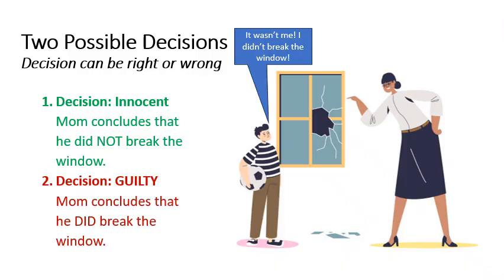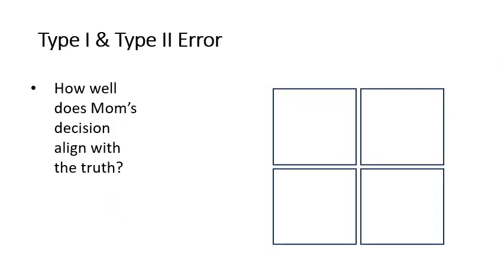Or maybe she makes the other decision. Maybe she concludes that he's guilty, decides he did break the window. Either way, her decision could be right or her decision could be wrong. It could be consistent with what actually happened or inconsistent, and she just has to do the best she can, making the decision about whether or not to believe him. So in science, these types of decisions where there's a truth that we can never know and it may be aligned or misaligned with our decision, that's called type 1 or type 2 error.